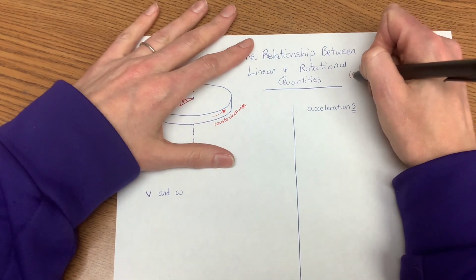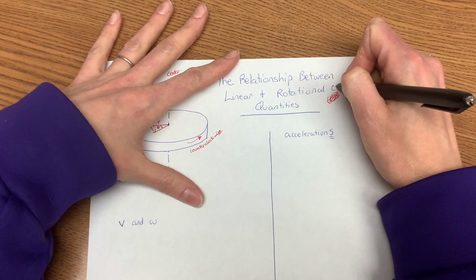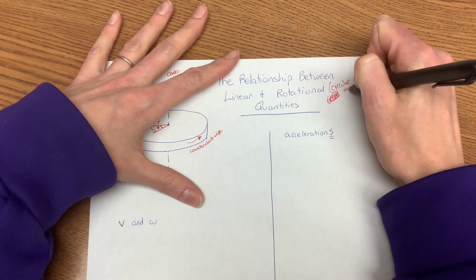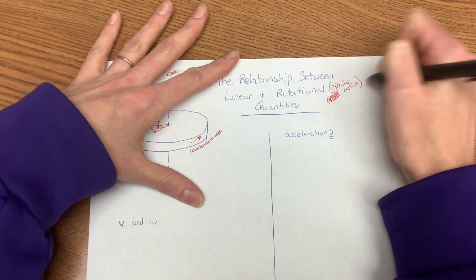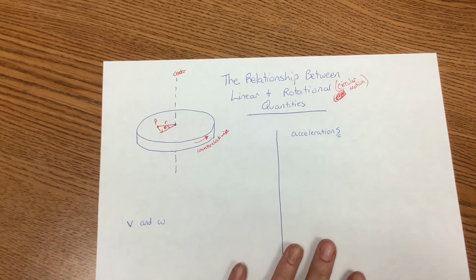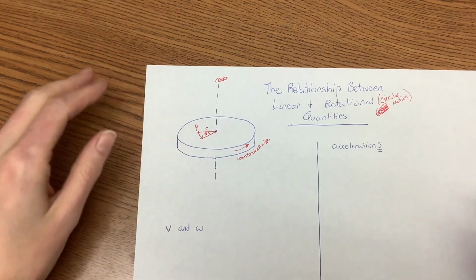So I'm going to make a little note here that this is kind of like circular motion. Let me try and write it where you can read it. Circular motion. We're going to have to think a little bit about circular motion right here to be able to get these things correct. Okay. So let's talk about the speed of this object.